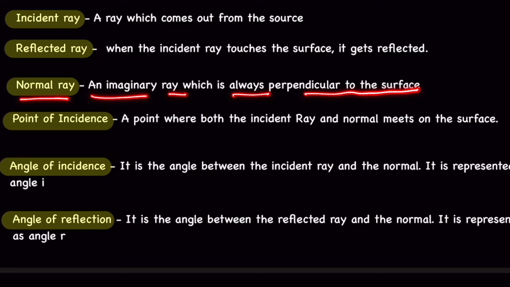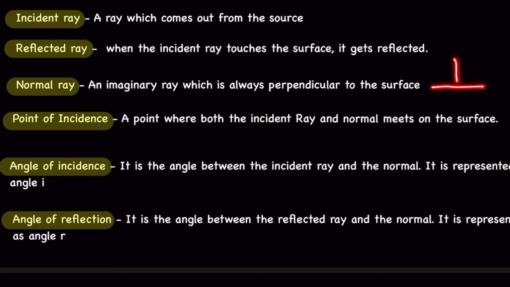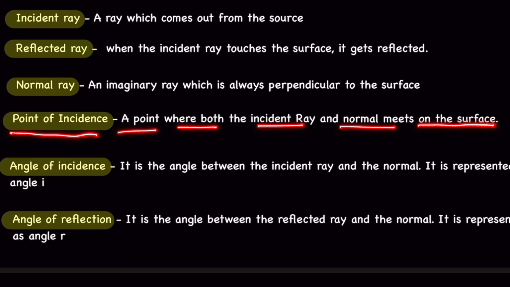It is always perpendicular. If this is our surface, then here is the normal. But when we change the surface, the normal will also change, but it will always be perpendicular, 90 degrees. Point of incidence: a point where both the incident ray and the normal meet on the surface.